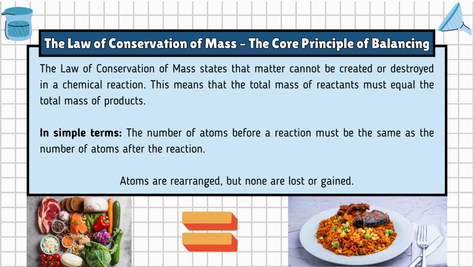In simple terms, the number of atoms before a reaction must be the same as the number of atoms after the reaction. The atoms are only rearranged, but none are lost or gained. Now, you remember the example of cooking jollof rice that I gave in one of the previous videos. On the left hand side, you can see a picture of the ingredients that we used, and on the right hand side, a picture of the jollof rice that was produced. In chemistry, when you weigh the total mass of the pepper, the salt, the tomatoes, and everything that you used, it must be equal to not just the mass of the jollof rice.